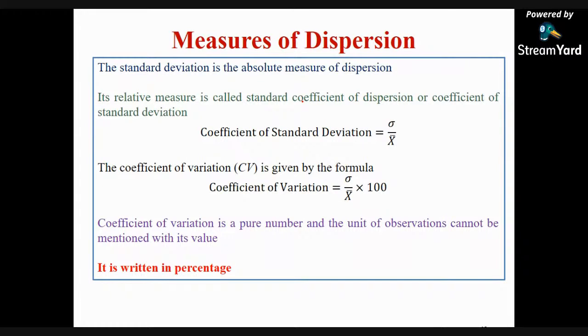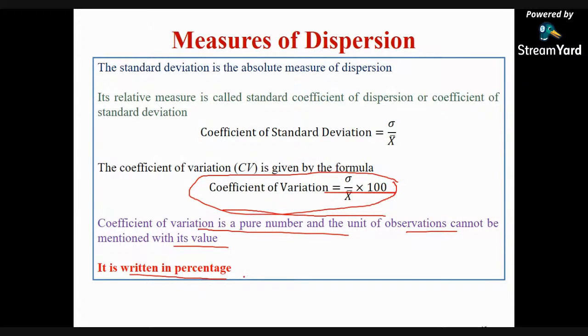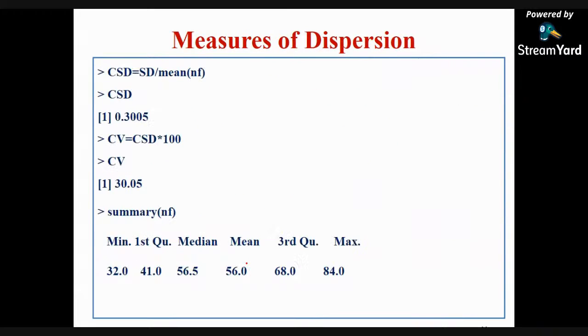So the coefficient of variation, which is very much used in our day-to-day life, is nothing but sigma divided by x bar, the mean, into 100. Okay, and it is written as a percentage, and it is a pure number. The unit of observation cannot be mentioned with its value. It is unitless, a pure number, written as a percentage. And this is how you get the standard deviation by mean. We have calculated the standard deviation already, and CV is SD by mean into 100. You get the CV value, and you get 30.5.